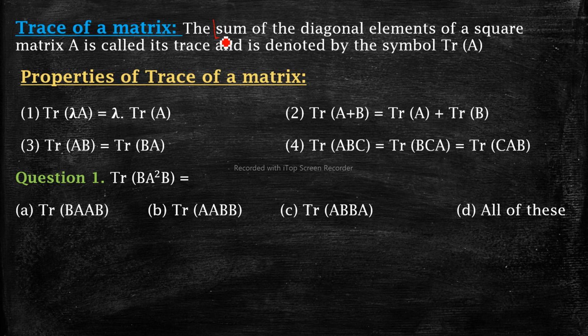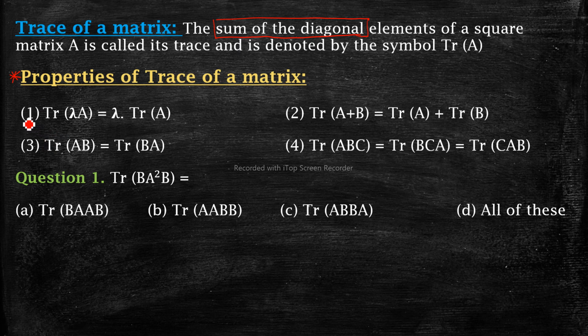Again, I would like to repeat the same word. The point which I am going to mark here is very important: sum of the diagonals. It can be negative, it can be positive. Okay. And properties of the trace of a matrix are very important. From these properties, we'll get some important questions.